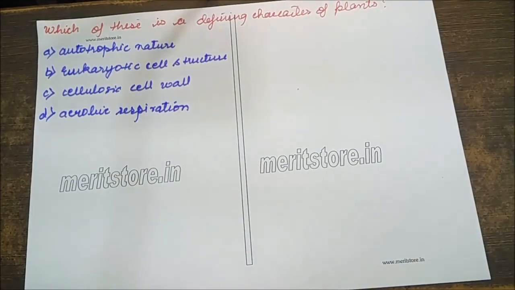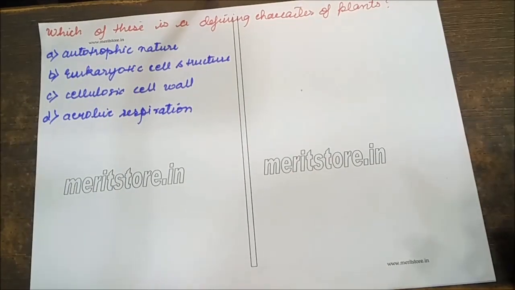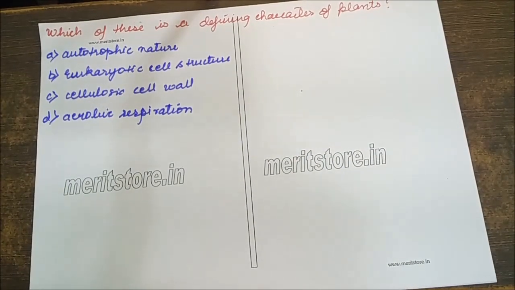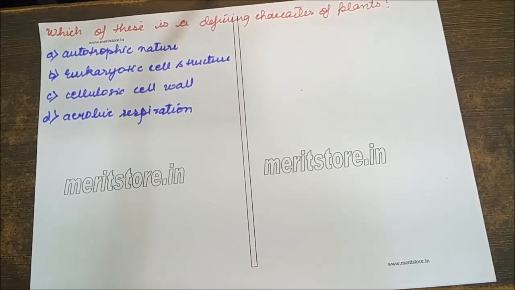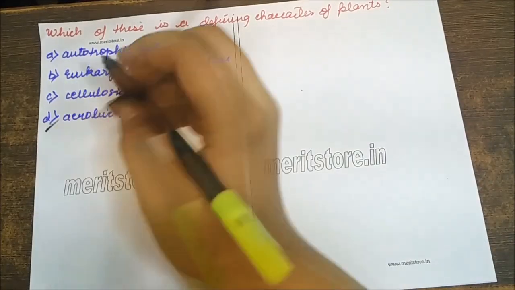Let's move on to the next question. Which of these is a defining character of plants? Autotrophic nature, eukaryotic cell structure, cellulosic cell wall or aerobic respiration? And the answer for this is D, that is aerobic respiration.